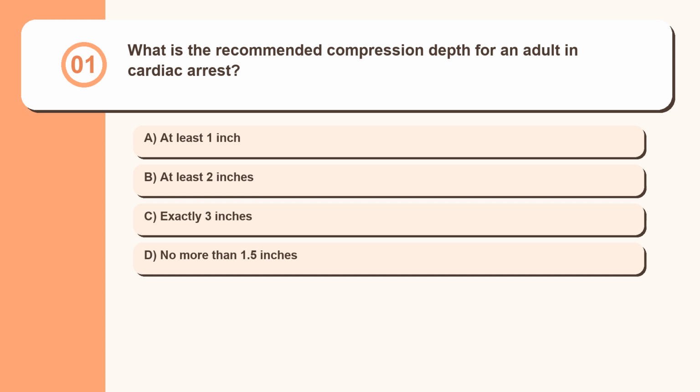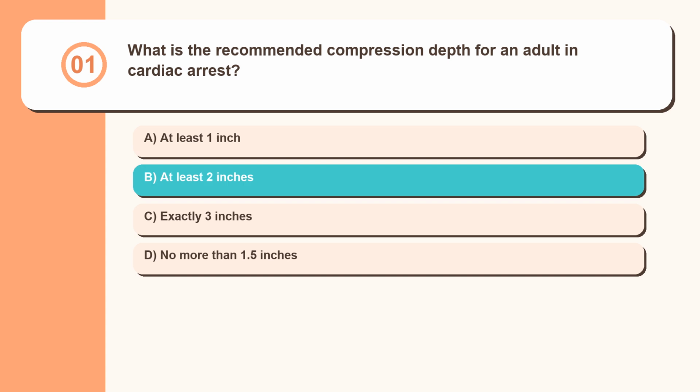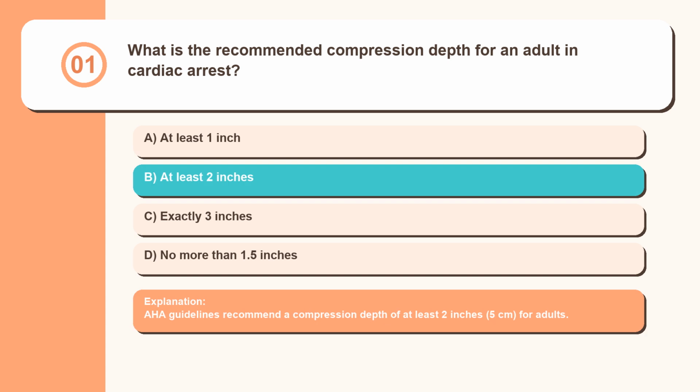Question 1. What is the recommended compression depth for an adult in cardiac arrest? At least 1 inch. At least 2 inches. Exactly 3 inches. No more than 1.5 inches. AHA guidelines recommend a compression depth of at least 2 inches, 5 centimeters, for adults.